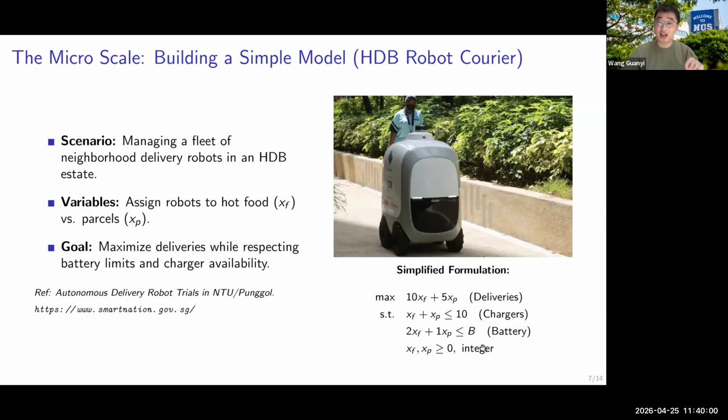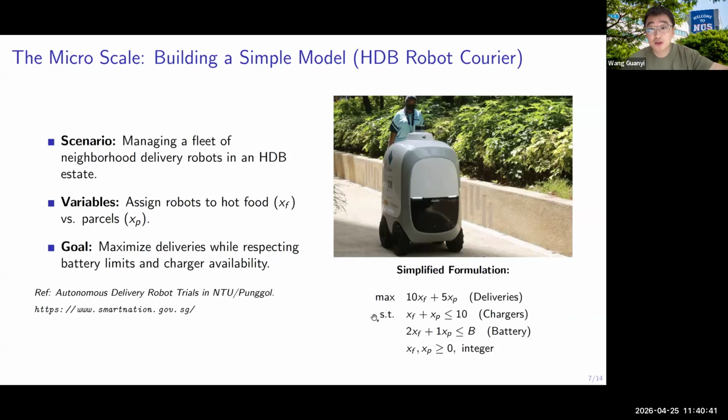The one thing that I would like to point out is I add an integer requirement for the last type of constraint. Because if you want to do it in a more realistic way, we should say that the number of times should be an integer. It doesn't make sense to say that I deliver hot food 1.5 times. That half time cannot be translated into a legal decision under this setting.